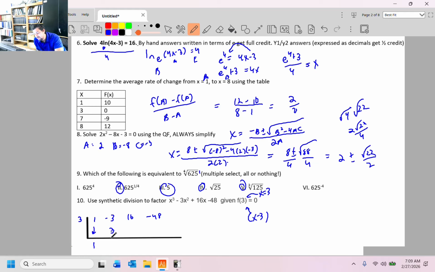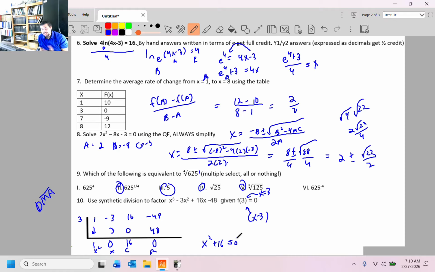We drop the 1. 3 times 1 makes a 3. We add. We get a 0. We multiply. We add. We multiply. And we add. What I just did was drop, multiply, and add. After I drop, I multiply and add until I get a 0 or I'm done, one of the two. Remember, this is your remainder, your constant, your x, and your x squared. I am left with x squared plus 16 being 0.